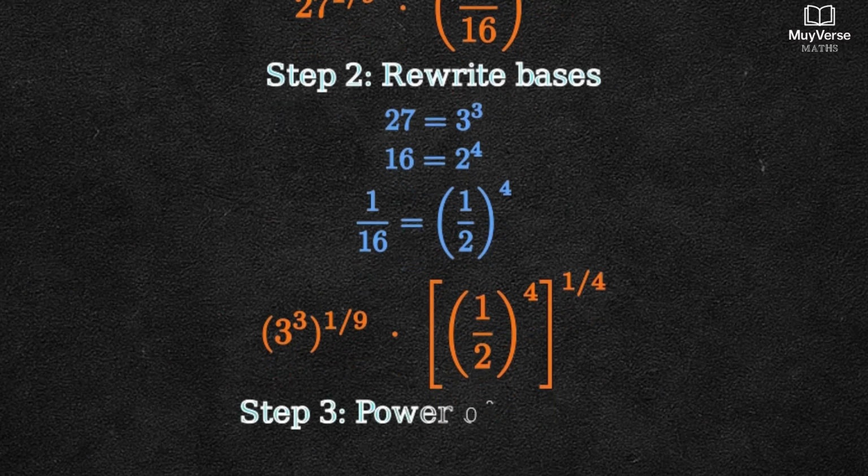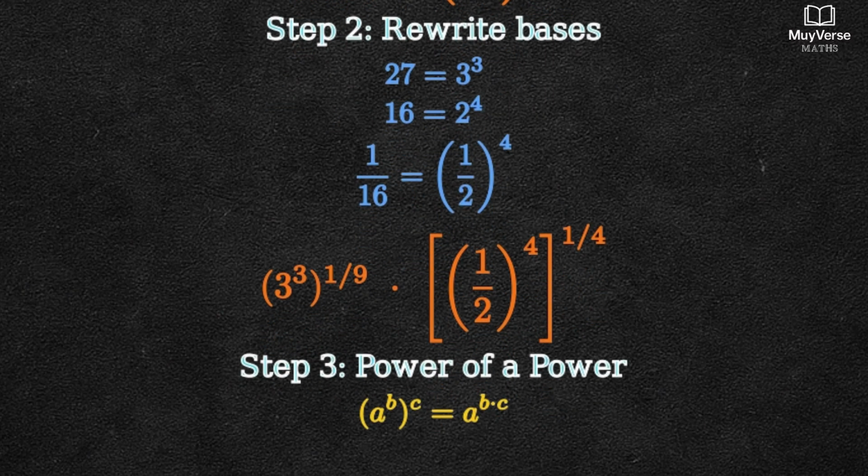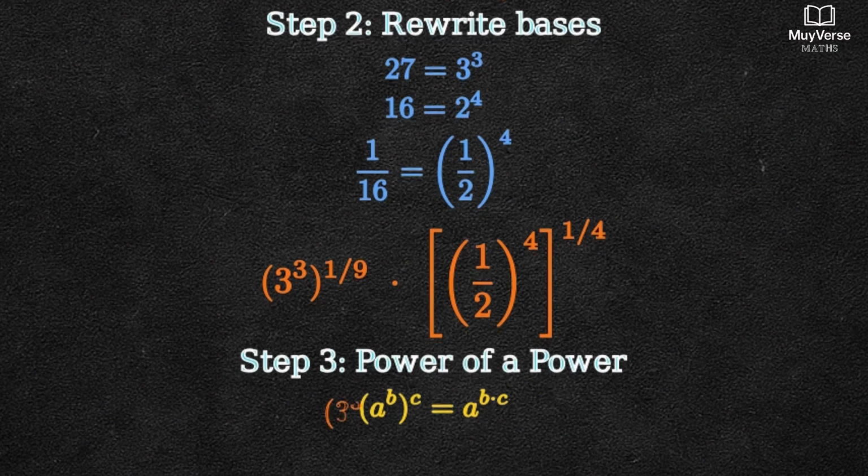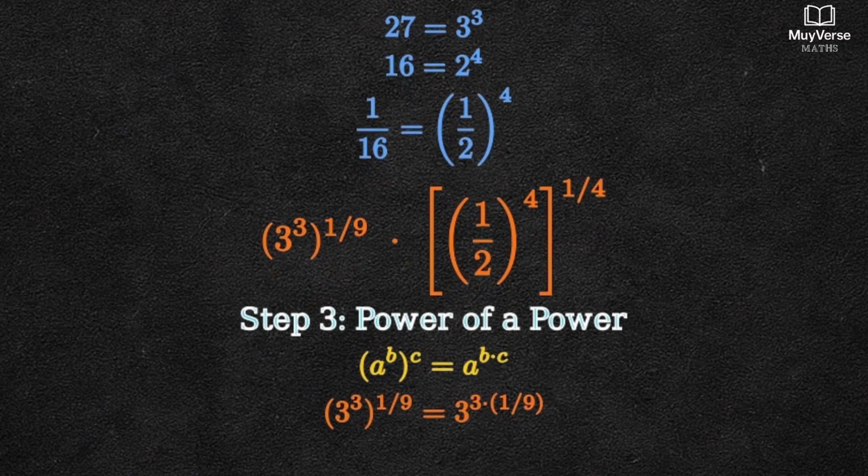Step 3. Use the power of a power rule. The rule says (a to the b) to the c equals a to the b times c. Apply to the left factor. 3 cubed to the 1/9 becomes 3 to the 3 times 1/9.